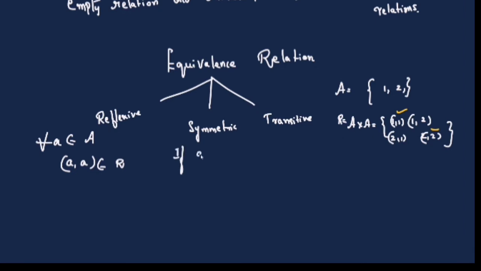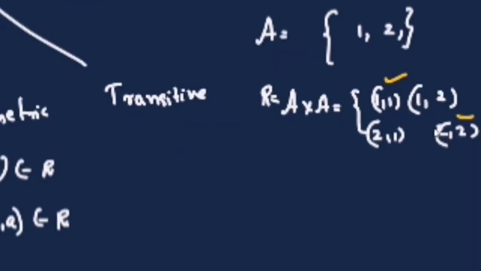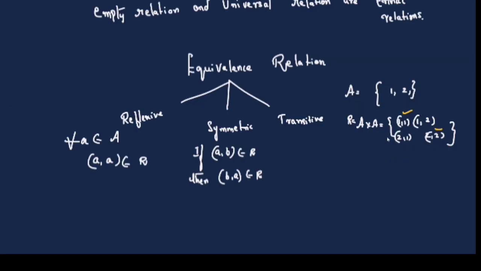If (a, b) belongs to R, if you can take (a, b) in R, then (b, a) should also be there in R. Then only we can say it is symmetric. (a, b) belongs to R. So let's take (1, 2). Do you have 2, 1 here? Just the reverse order should be there. If I take 3, 4, the reverse order is 4, 3. 4, 3 should be in R. Then we say the relation is symmetric.